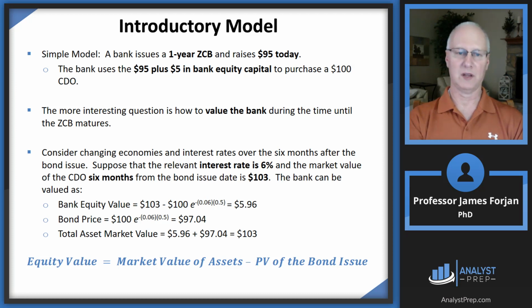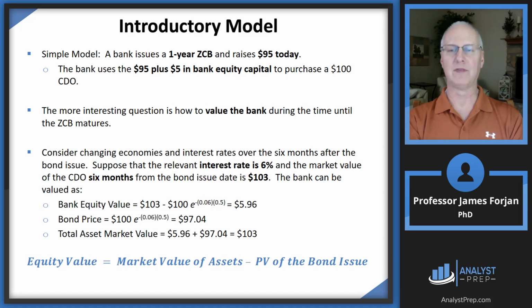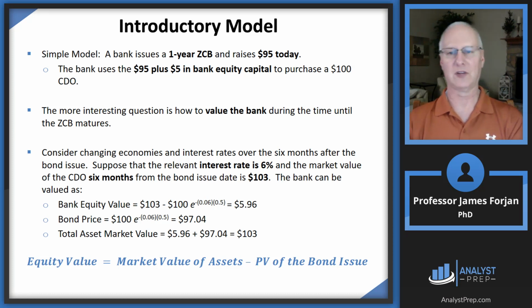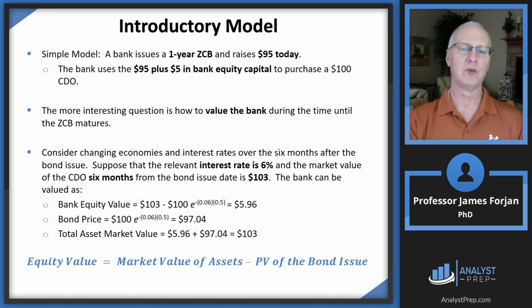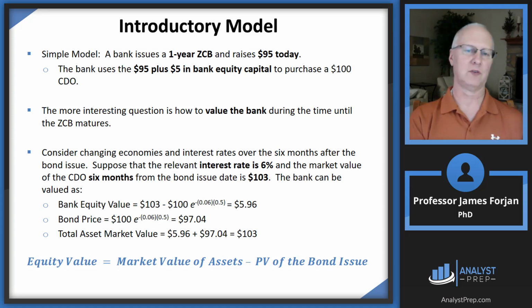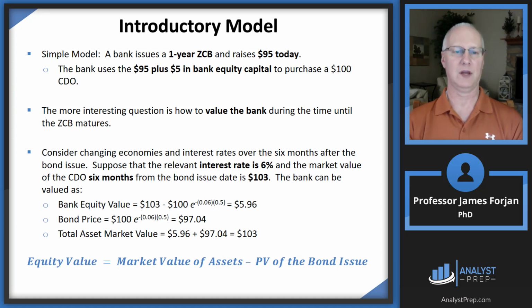What that means then is that those shareholders who own the bank, their value is $5.96. So that gives them the right, but not the obligation, to pay off the bondholders in 6 months' time, because remember, we're assuming in here that that zero coupon bond is secured by the assets that the bank invested in. Now, the bond price is just simply the present value, so that's $97.04. So the total asset market value is $103, right? We said that up in the question stem or in that paragraph right above, so that's $103.